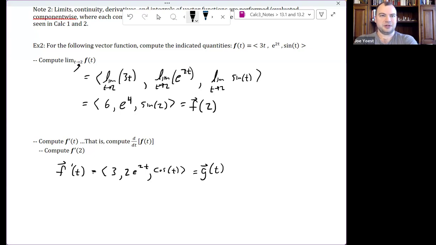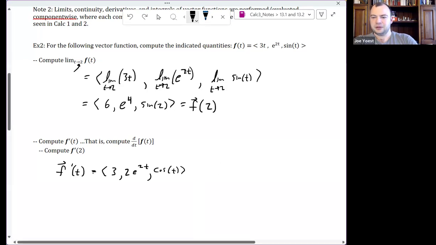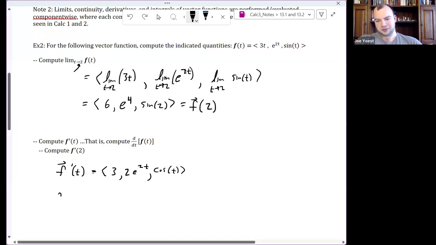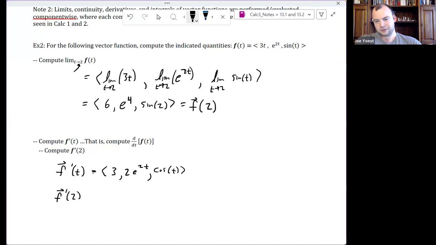How do higher derivatives work? Well, again, just like in Calc 1, if we wanted to find the second derivative of f, we would just differentiate the first derivative, being a function, a vector function in and of itself. Its differentiation will work the same way, and so on, right? What's f prime at 2? F prime at t equals 2. Just like in Calc 1, we take the derivative in general, and then we plug in t equals 2.